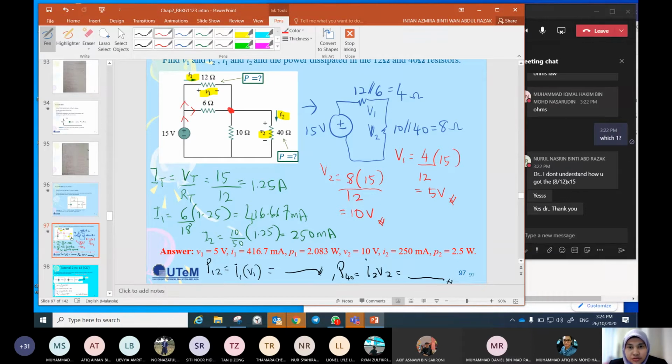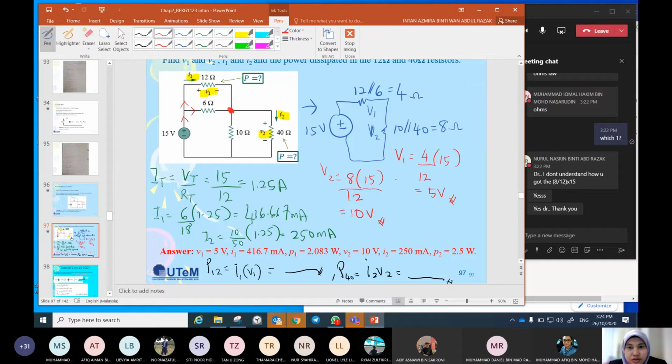So now V2 is equal to... V2 is here. Do not take 40 here. No, it is 8, the equivalent R of the parallel resistance here. So 8 divided by 12. Why 12? It is the summation of the resistances connected in series with 8. And then multiply by the voltage source.